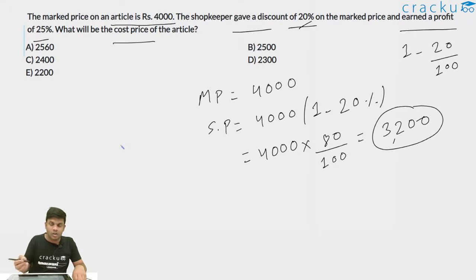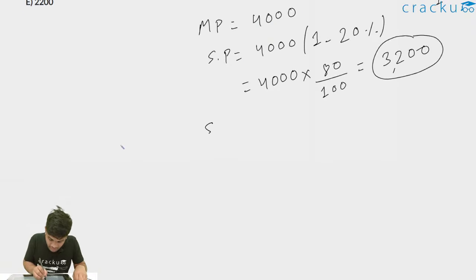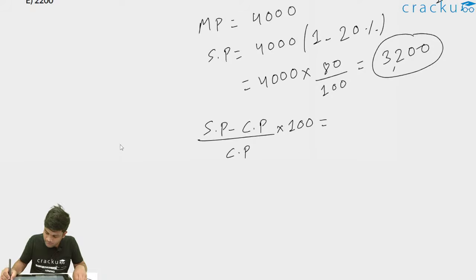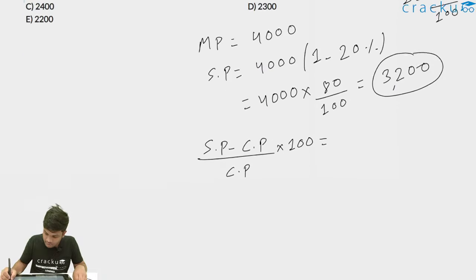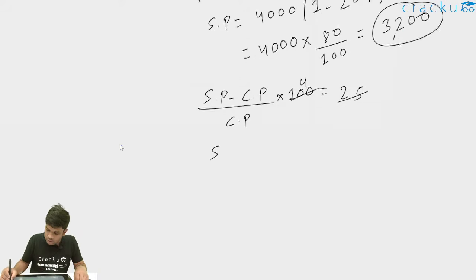So we have to find the cost price. Again we will use the formula, which is selling price minus cost price divided by cost price into 100, which is equal to the profit percentage. So the profit percentage is 25%. So 25 and 100 will cancel out 4 times. The sell price was 3,200 here. We have calculated the sell price as 3,200.